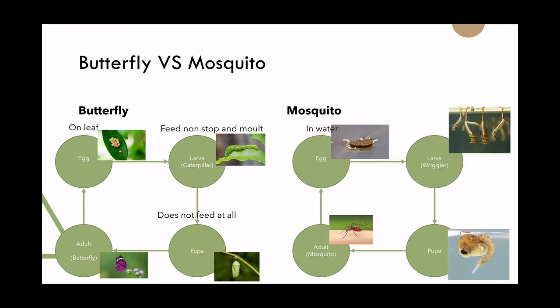Now let's look at the mosquito, which is commonly compared with the butterfly life cycle. They also have four stages just like the butterfly. So they also have egg, larva, pupa, adult. It's the same thing in terms of the stages of the life cycle. However, there are some distinct differences, but we will not be comparing them for now. I'll just be telling you how mosquitoes reproduce.